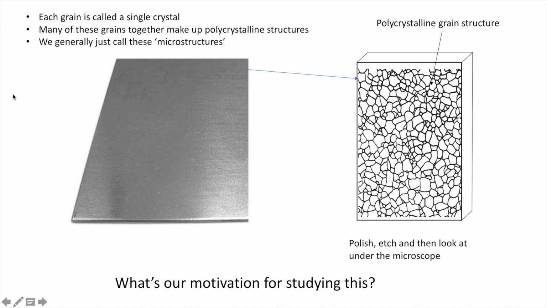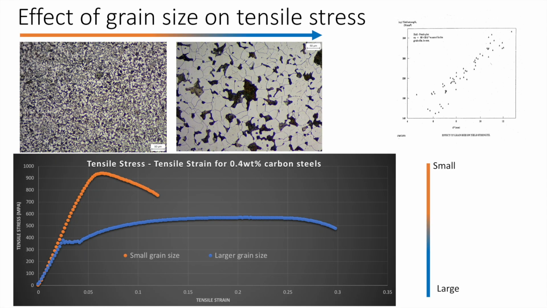Okay, so now we have this information, hopefully we can appreciate it, and so the question remains, well, what's the point of all this? What is our motivation for actually studying this? So let's take an example of using a piece of carbon steel. In this case, we're using a 0.4 weight carbon steel.